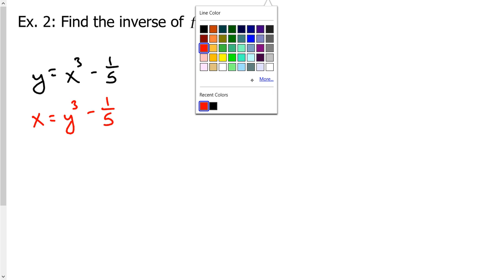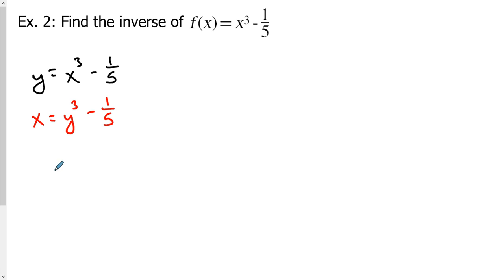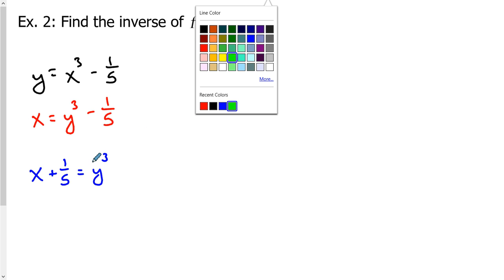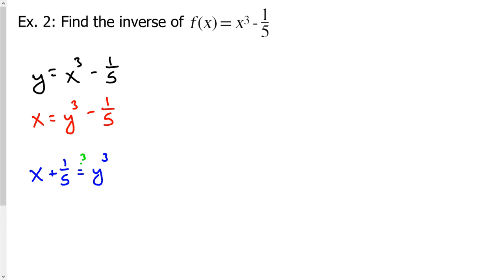And now I'm just going to solve for my y value. I'm going to add 1/5 to each side. So I get x plus 1/5 equals y cubed. And then to get rid of the y cubed, I'm going to need to take the cube root of each side. I would get rid of a square by taking the square root. I get rid of a cube by taking a cube root. It just makes sense. So that's going to leave me with simply the cube root of x plus 1/5.